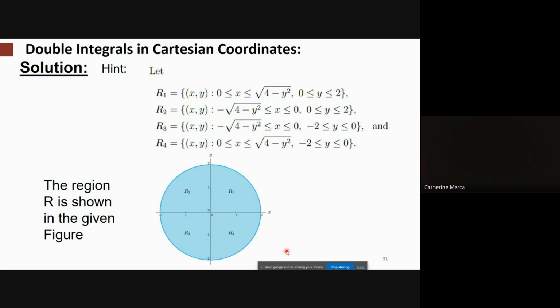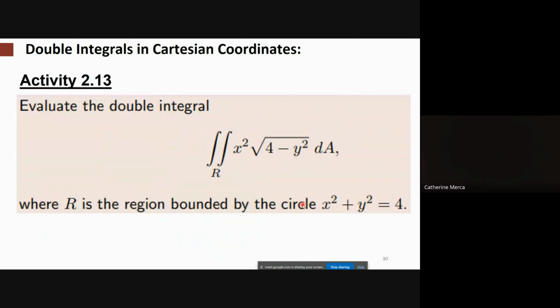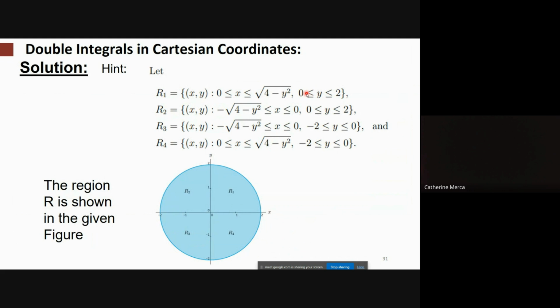There is a hint. Notice that this is a circle. So how many regions are there for a circle? Region 1 is the first quadrant, the second quadrant is your region 2, third quadrant, region 3, and then fourth quadrant is region 4. So you have to consider these regions and take the double integral for each region. Okay, that's how you solve this problem.